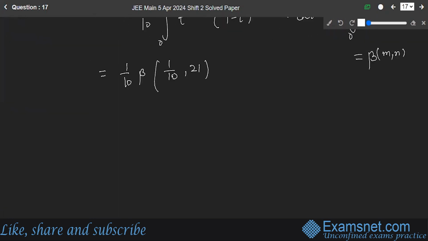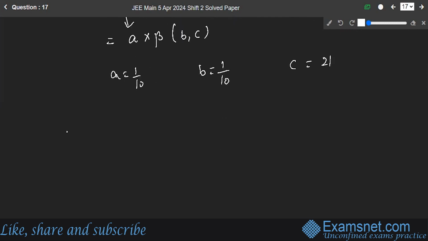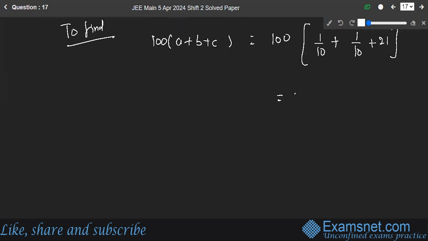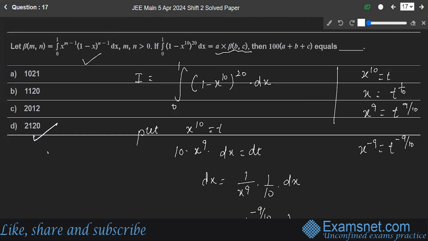So that was your equivalent to alpha into beta, comma, c. So that means your a is 1 by 10 and b is 1 by 10 again, and c is equal to 21. You had to find out 100a plus b plus c. So 100a plus b plus c, solving this will give you 2120. This is the answer to the question: 2120, option D.